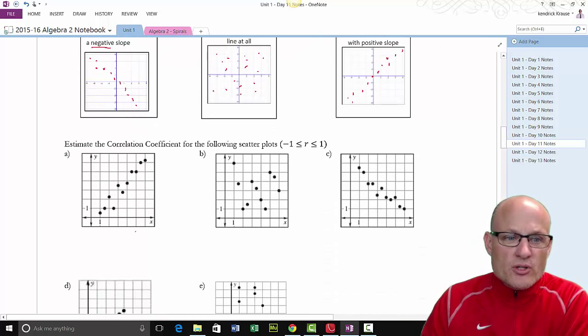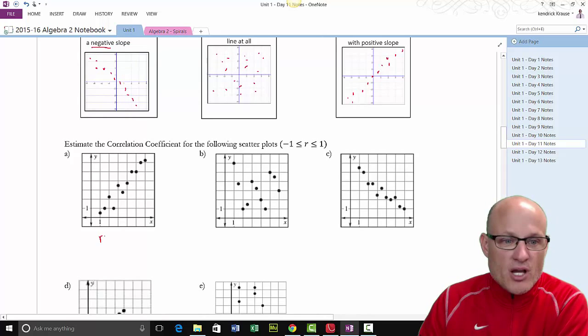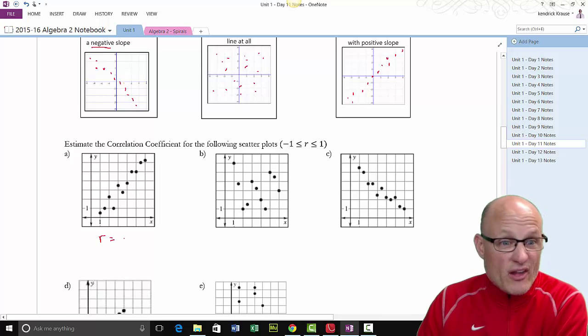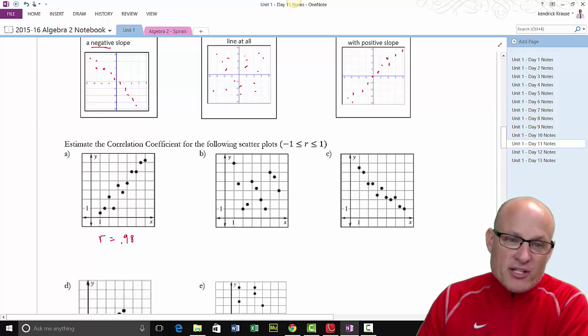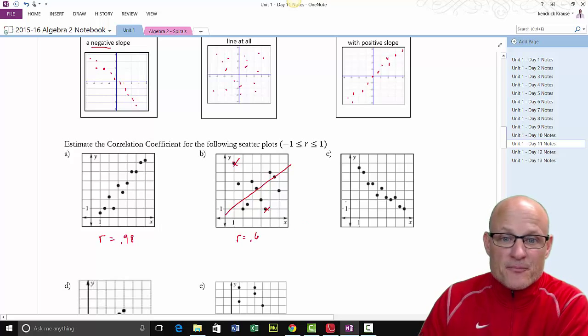So we're going to estimate the correlation coefficient. On this one, since it's not all on the line, I'm going to say 0.98. This one, if you just get rid of this point maybe, and this point here, generally they're going in a positive direction, but they're kind of all over the place. So I'm going to guess r equals like 0.6 or maybe 0.7.